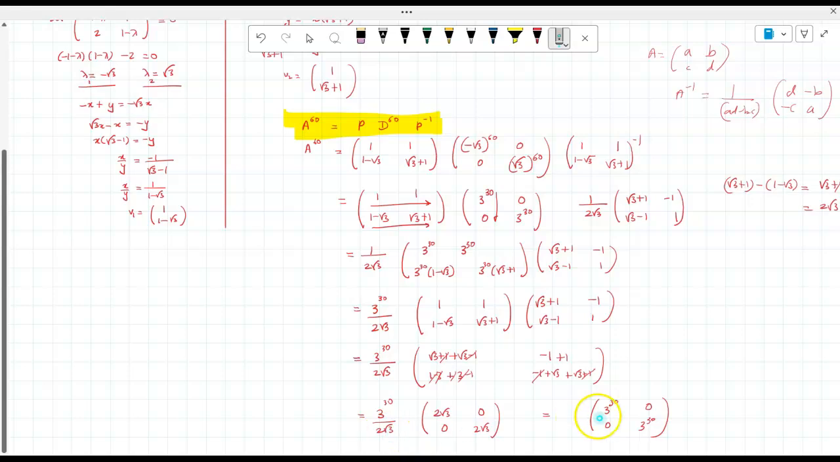It will give you this. Open the brackets, and this is your steady state. Now your calculator won't give you this, raised to 30. Check.